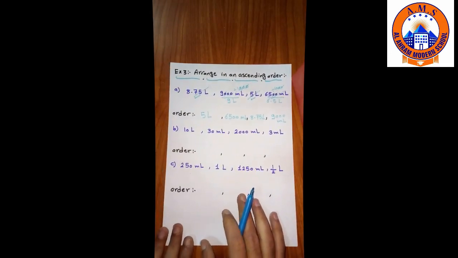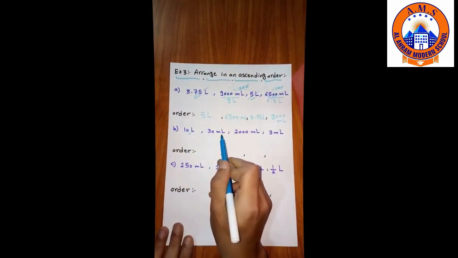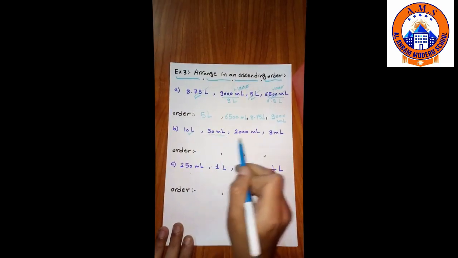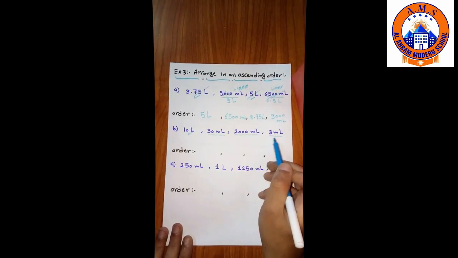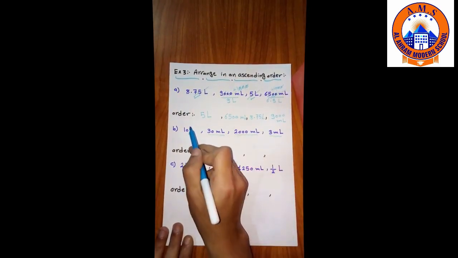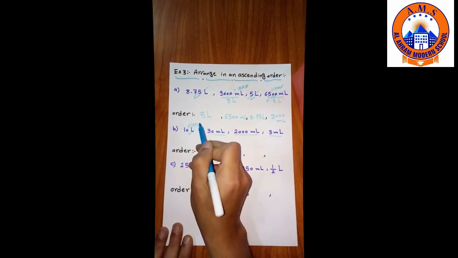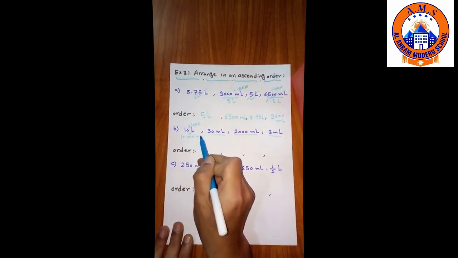The next question, we have 10 liters and 30 milliliters, and 2000 milliliters and 3 milliliters. We will change 3 units or just one thing, 1 unit. So I will change the liters into milliliters by multiplying by 1000. So this is equal 10,000 milliliter.